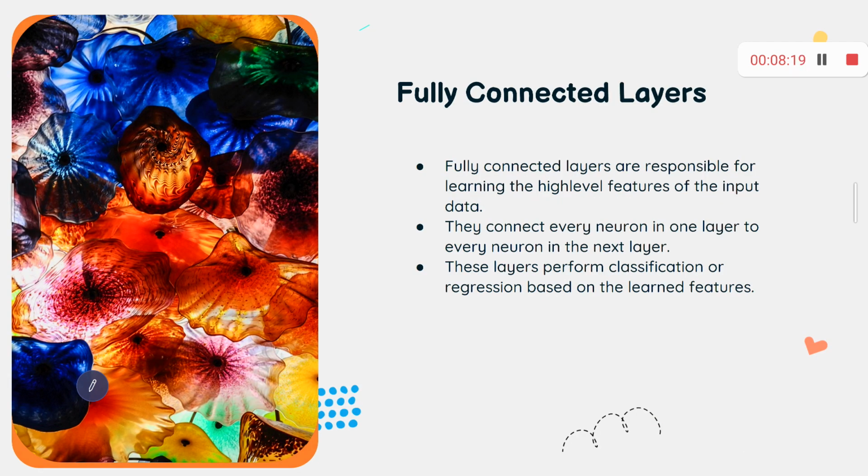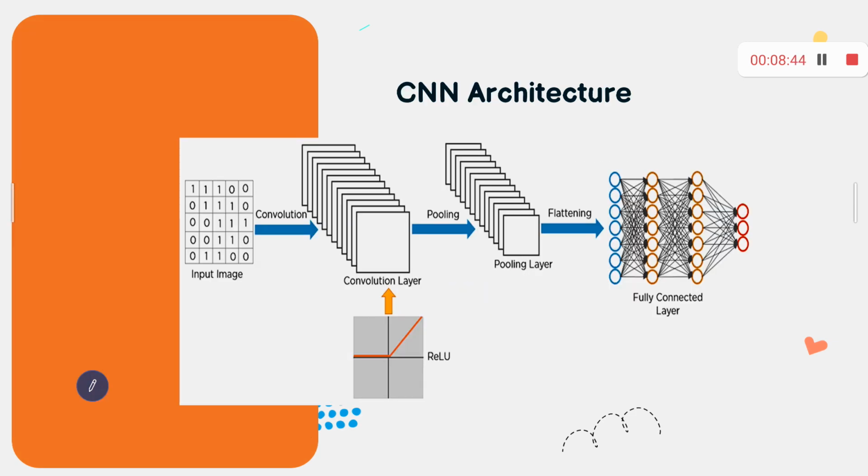The last one is the fully connected layer, or dense neural network, which does the job of classification or regression depending upon your application, based on the features detected by the CNN. It connects every neuron of the input layer to every neuron of the next layer. That's why the name is fully connected neural network. So this is the architecture of CNN.